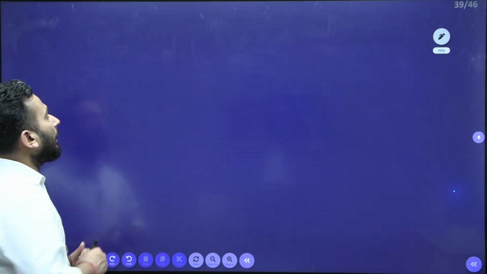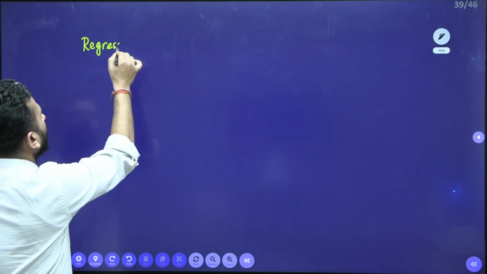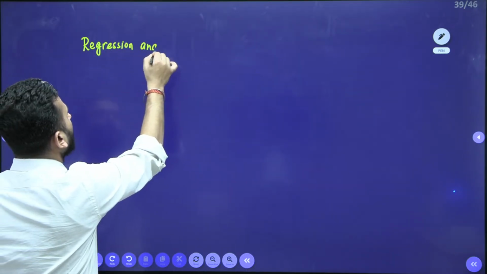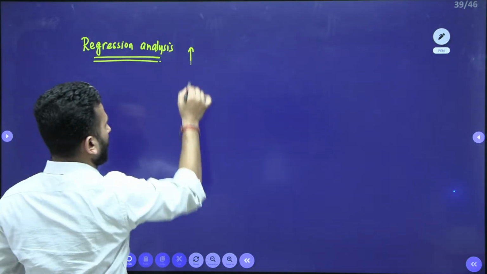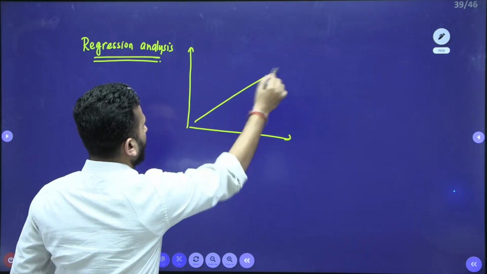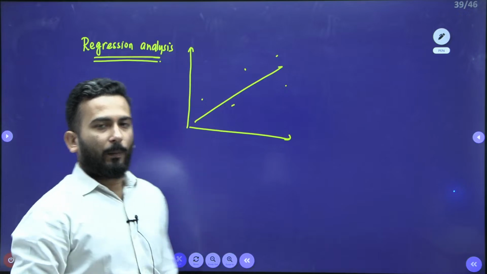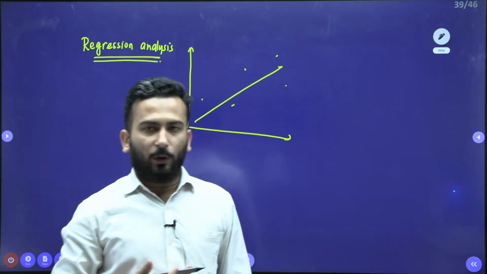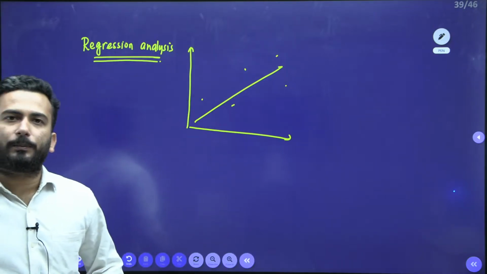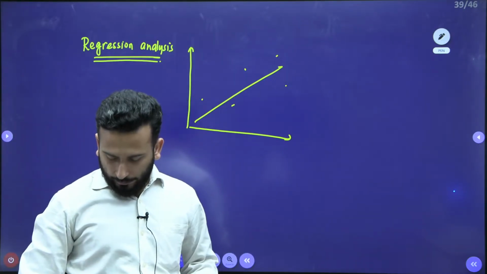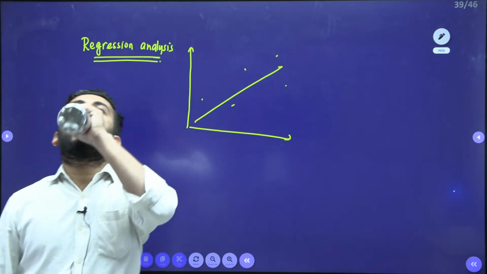Now, regression analysis. Why have I drawn it like this? Because this concept is based on correlation and regression.